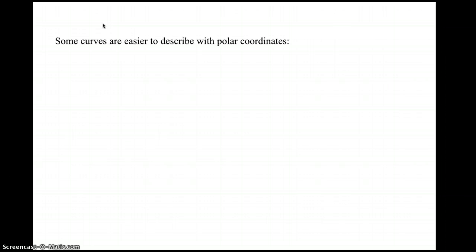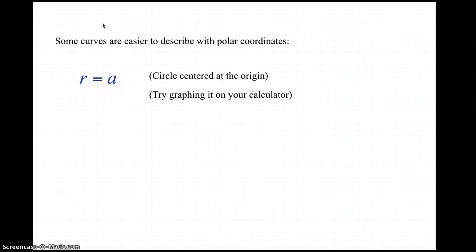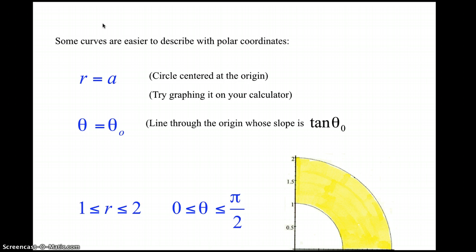Some curves are easier to describe with polar coordinates. If we had a function r equals a, that would be a circle with the center at the origin. And to graph this on your calculator, you need to switch the mode to polar and make sure that you're still in radians. If we had the graph theta equals a constant, this would be a line through the origin with the slope tangent theta.